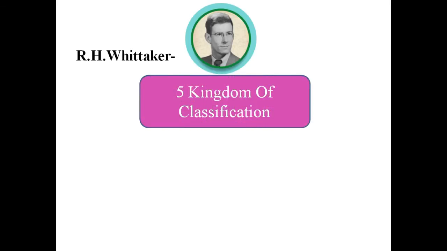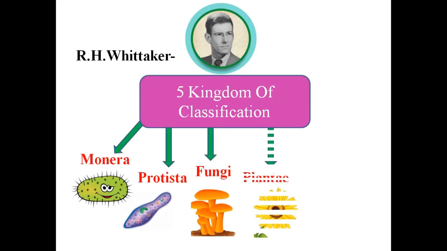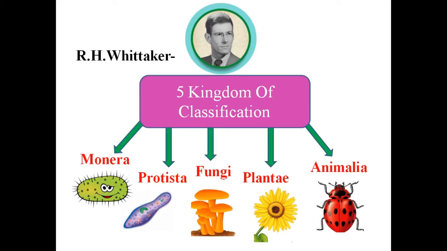Later, R. H. Whittaker proposed a five kingdom classification. The kingdoms defined by him were named Monera, Protista, Fungi, Plantae, and Animalia. The main criteria for classification used by him include cell structure, thallus organization, mode of nutrition, reproduction, and phylogenetic relationship.